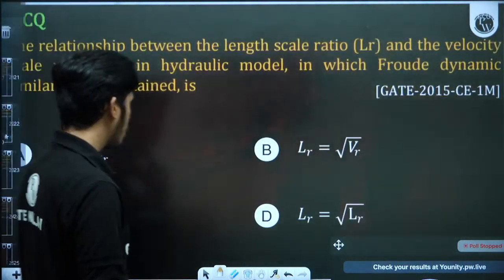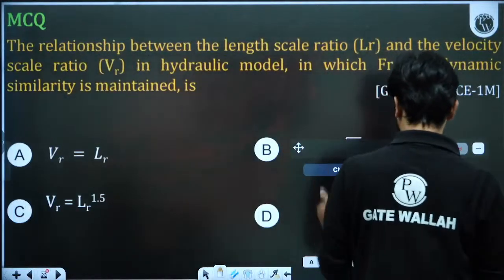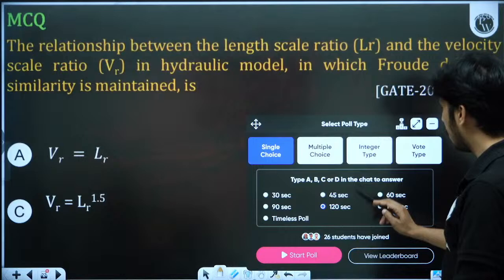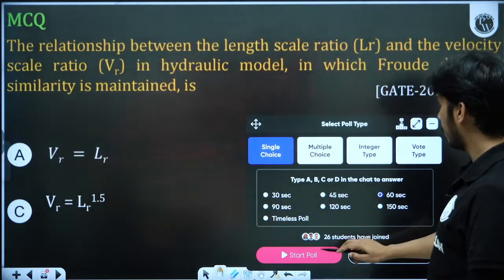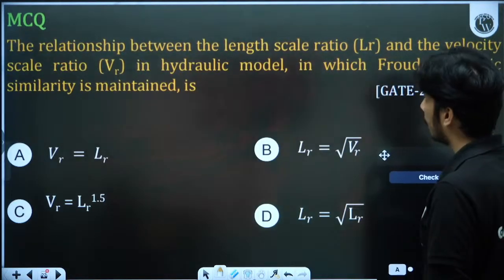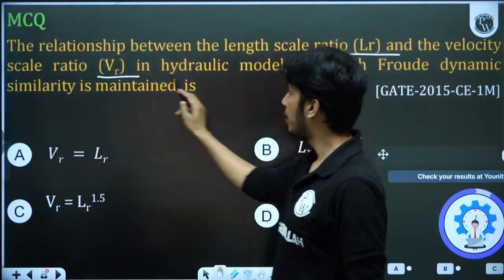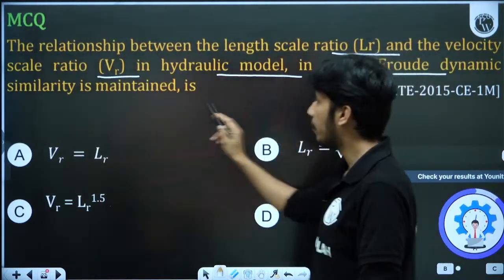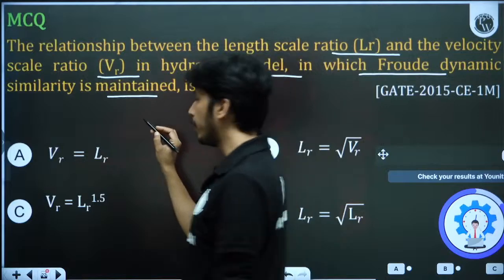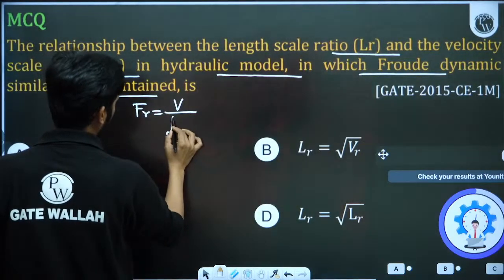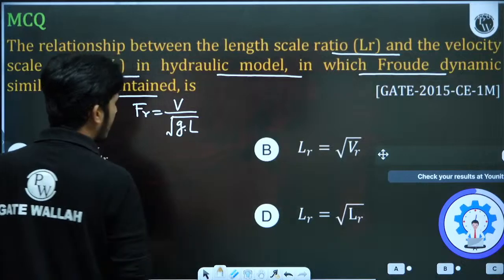Again, this question, let's do. So B part was correct. This was only for 1 mark. So I will only give you 60 seconds for this. Quickly give me the answer. Relationship between the scale length ratio and the velocity ratio Vr in the hydraulic model in the Froude number dynamic similarity. So what is Froude number? Froude number is actually V divided by root g L c, where Lc or L is the characteristic length.